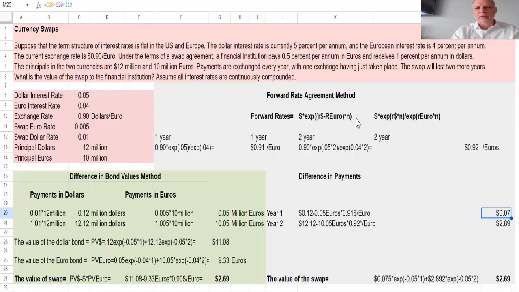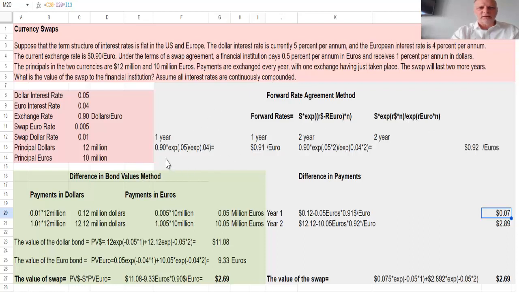1 year from now, we'll use this formula right here. Forward rates are going to be spot rates times the exponent. Since it's dollars per euro, we need dollars on top, euros on bottom. So it'll be e to the (R dollars minus R euros) taken to the nth power for the number of years. Or you can also write this as the spot rate times e^(R dollars times N) over e^(R euros times N).